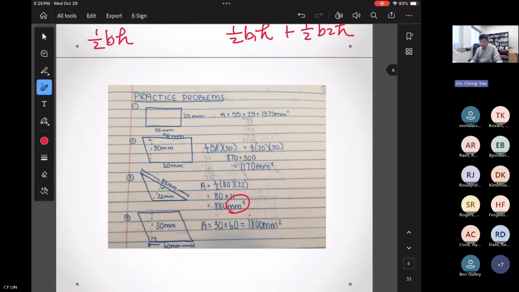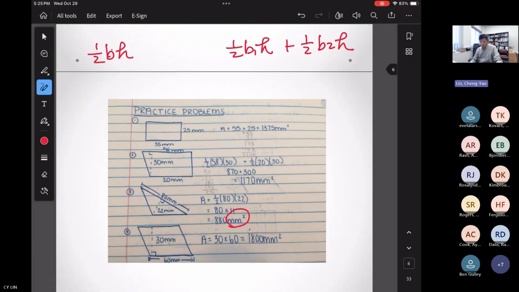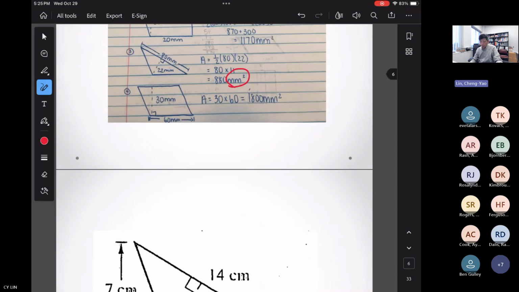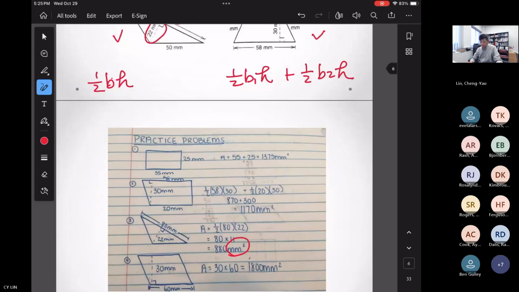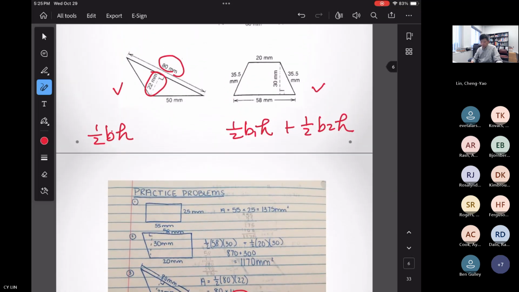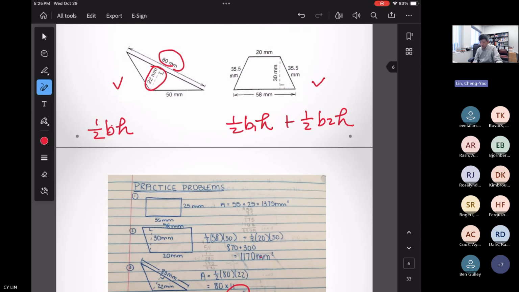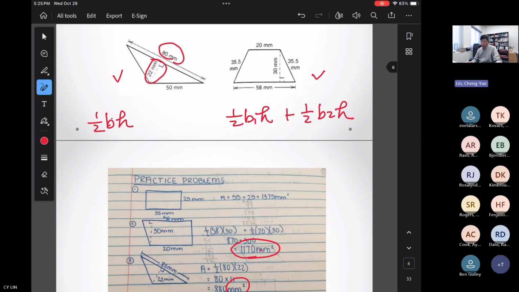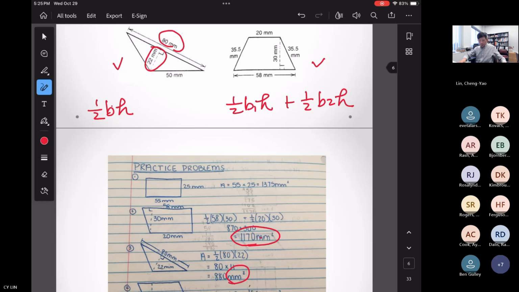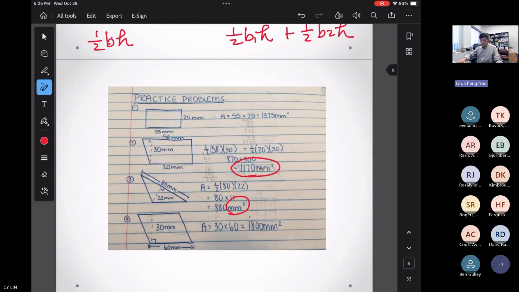Now the second one will be the trapezoid. Now trapezoid here, did you get 1170? Yes or no? Yes. You have 1/2 base 1 times height plus 1/2 base 2 times height, so 1170 millimeter square. All right. Very good. Let's move on to the next.